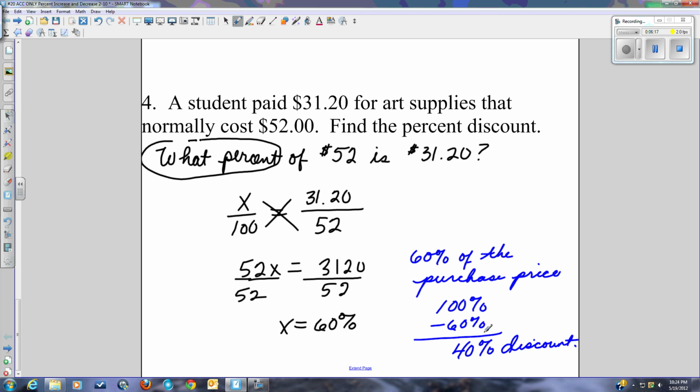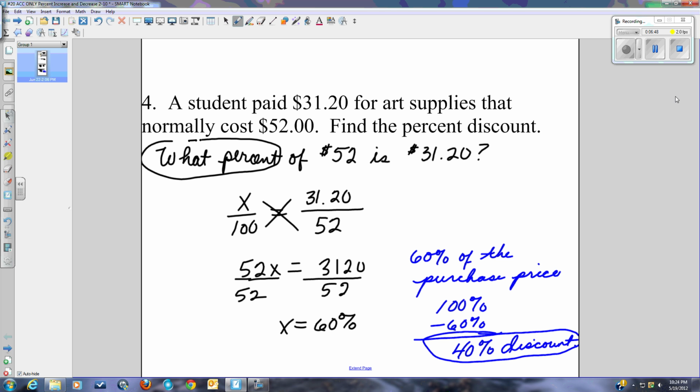Now you also could have approached the problem a different way if you had wanted to take $52 in the beginning and subtract $31.20 and say what percent of $52 is the amount that you got. That would have brought you to the 40%. So there's a couple of different ways to approach it, but what we found was how much the $31.20 was, what the percentage that was of the purchase price, and then we take that away from 60% to get a 40% discount. So that's it for today.